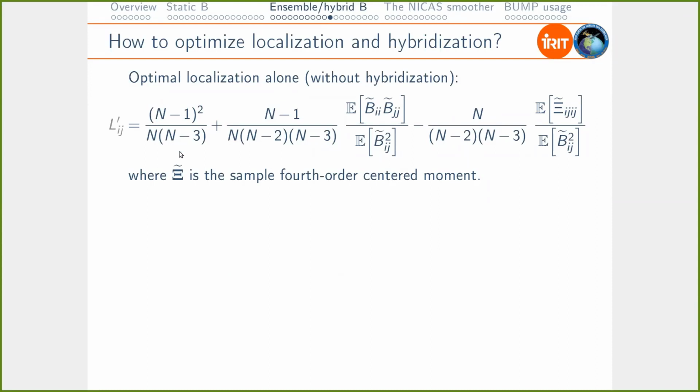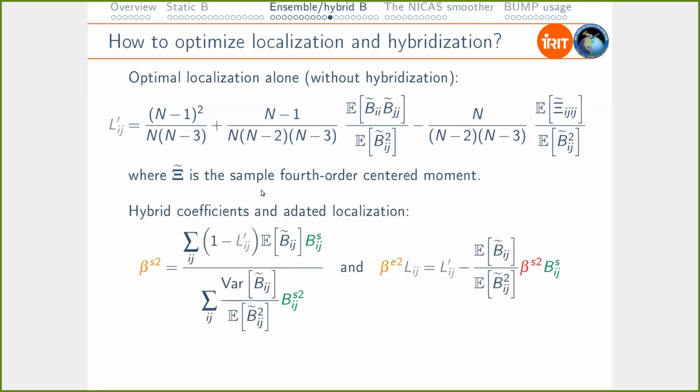But the optimal localization function alone, so here without hybridization, can be obtained with this formula. So here n is the ensemble size, and we have expectations of products of matrices, and the strange sign you can see on the right is actually the sample fourth order moment. It's because we have non-Gaussian statistics.